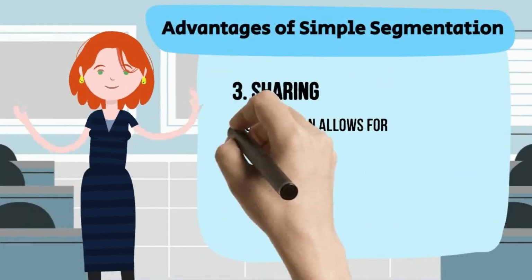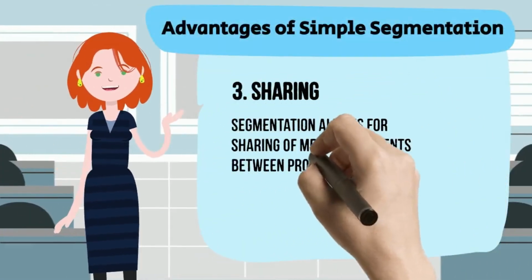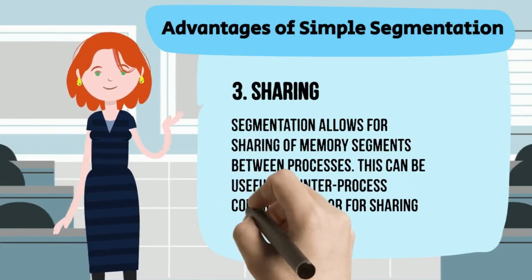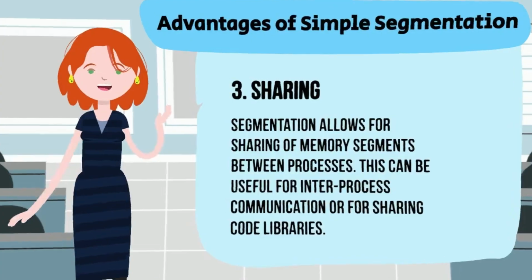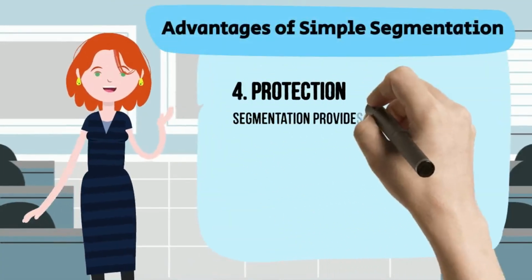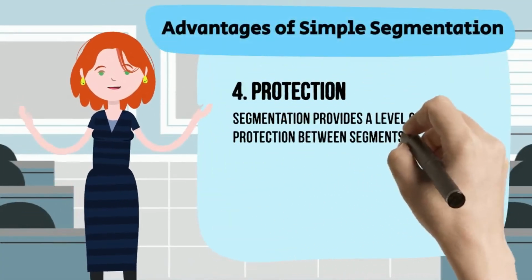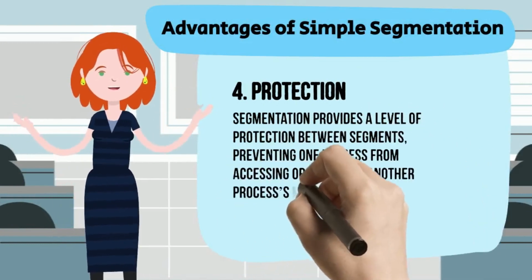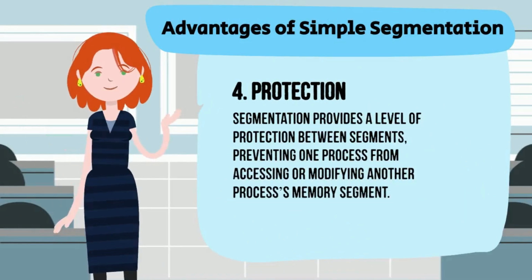Segmentation allows for sharing of memory segments between processes. This can be useful for inter-process communication or for sharing code libraries. Segmentation provides a level of protection between segments, preventing one process from accessing or modifying another process's memory segment.